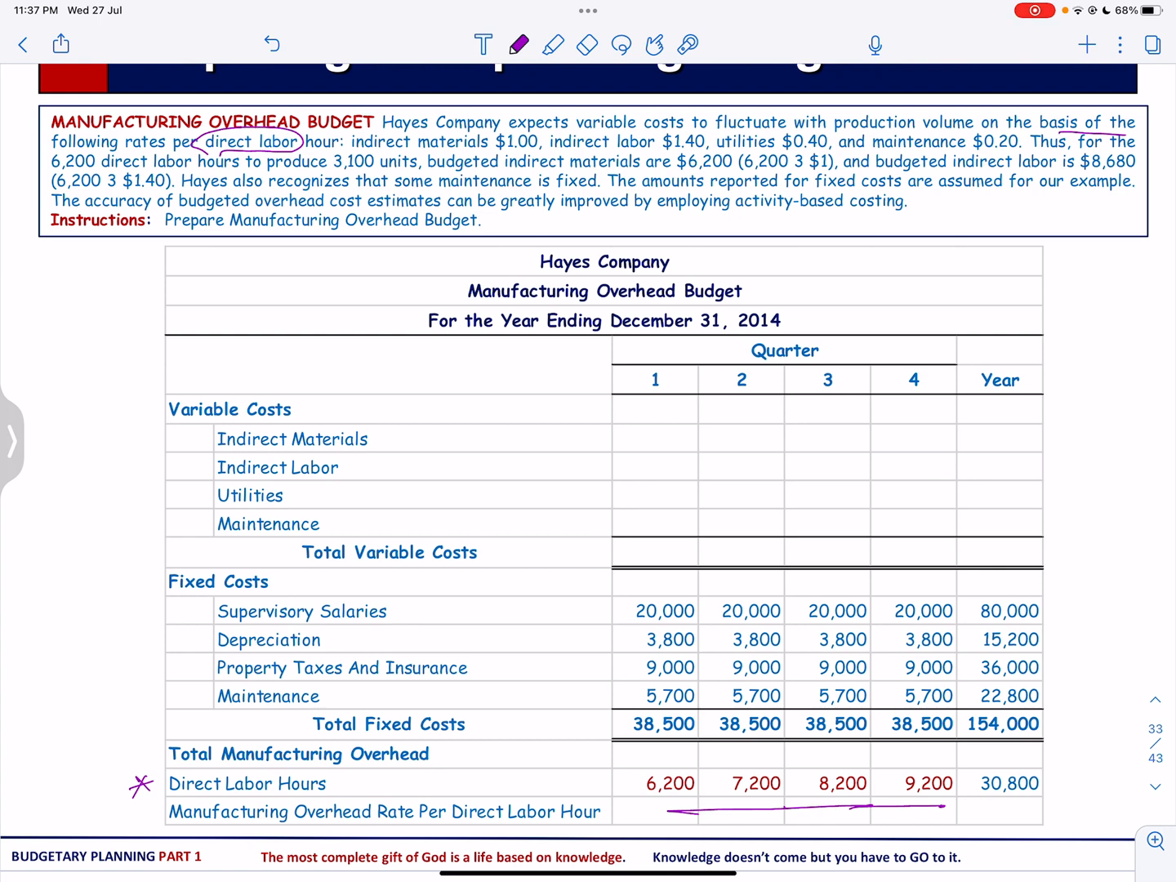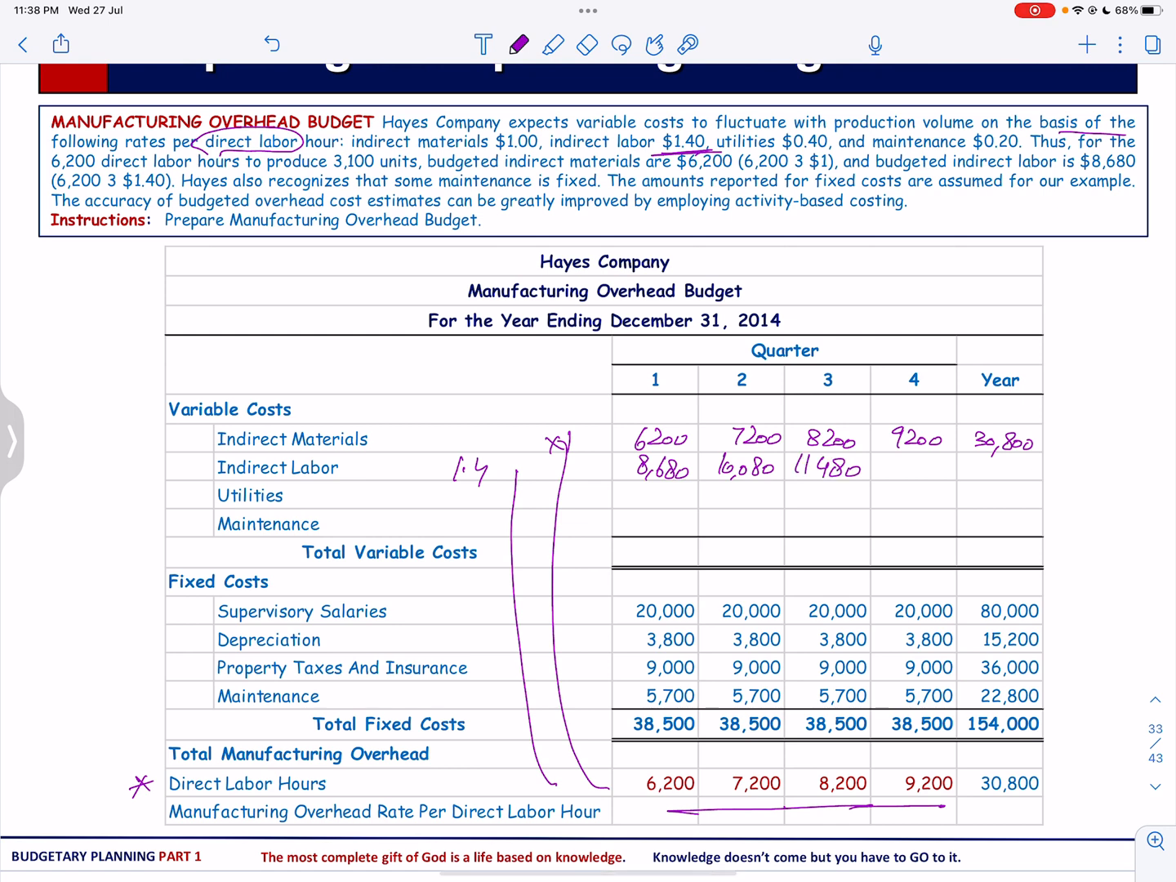Indirect material at the rate of 1. So 1 times 6,200 is 6,200. So we simply multiply the direct labor hours by 1: 7,200, 8,200, 9,200, and the total will be 30,800. Then indirect labor is 1.4. So again, direct labor hours times 1.4. So that will be 8,680, 10,080, 11,480, 12,880 and 43,120.